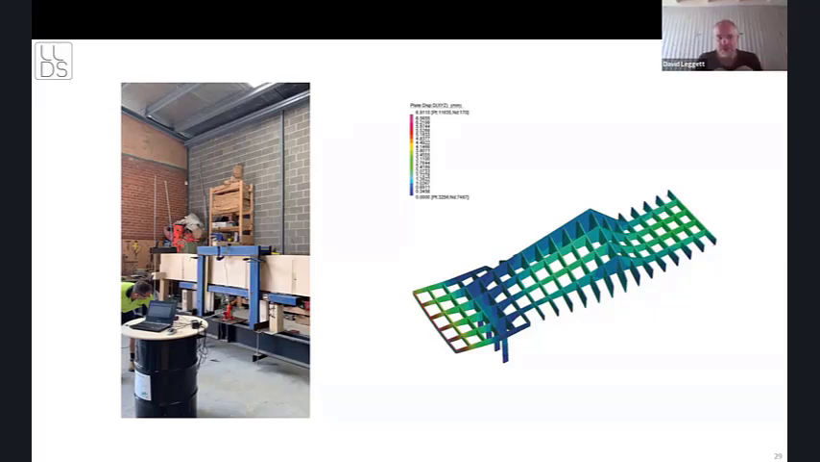So having achieved that, TGA basically, Rob said to us, yep, go ahead, you can make all the beams.